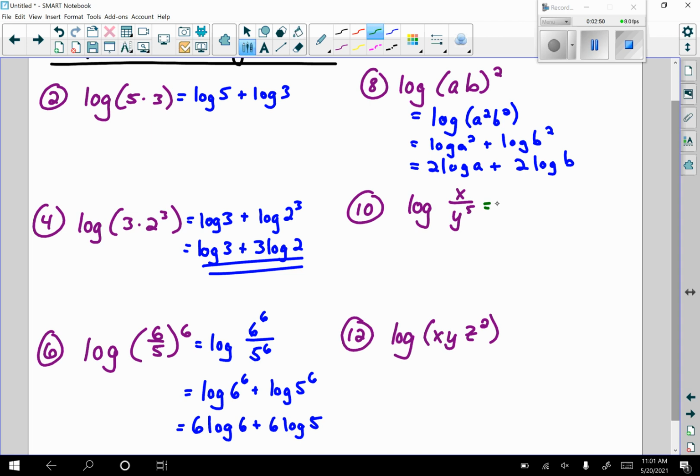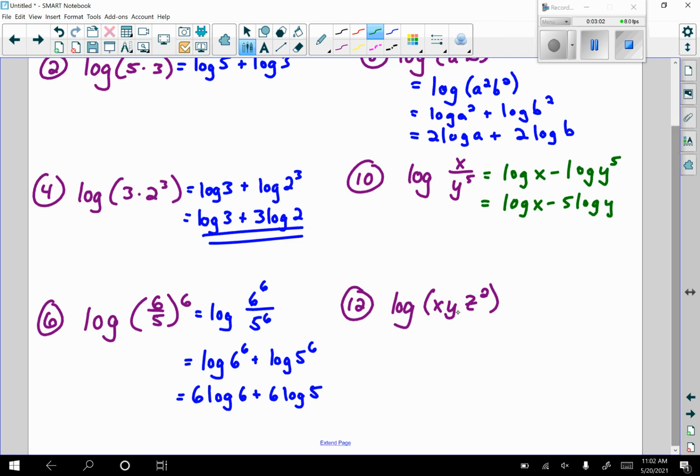Okay, for 10, we're going to start by subtracting. We have log of x minus log of y to the 5th, and then that 5 comes down in front, so log of x minus 5 log y. Now for 12, that square only goes to z, so this becomes log of x plus log of y plus, that 2 could come down in front, 2 log of z. Or first you could write it as plus log z squared, and then bring that 2 down in front, so plus 2 log z.